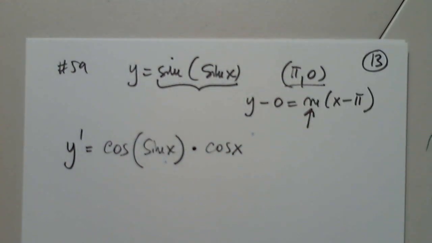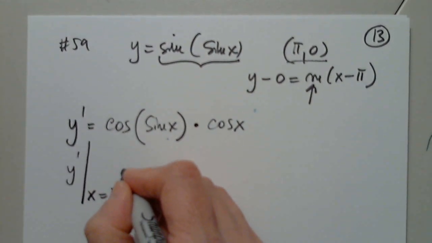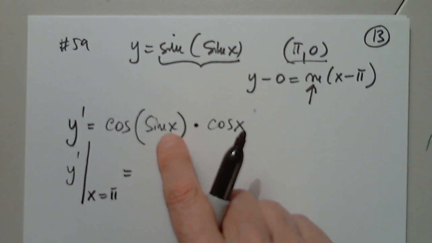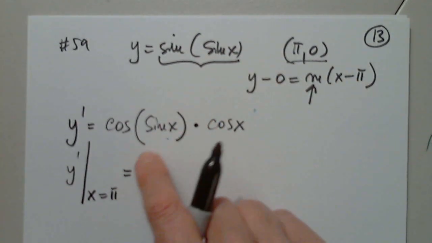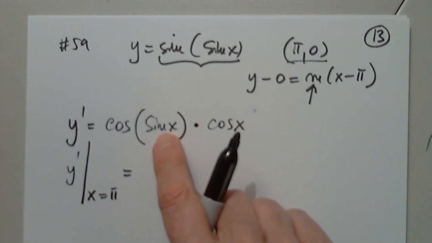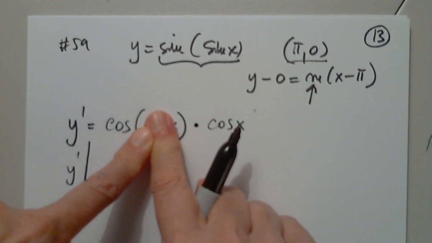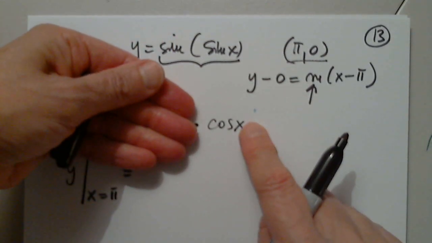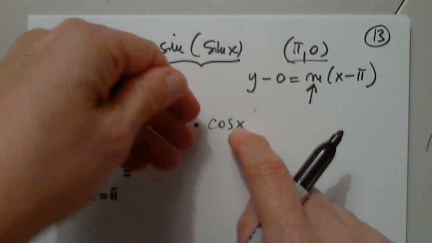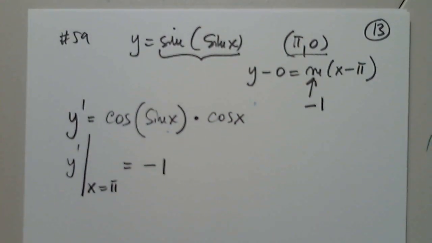Now I have to plug pi in it. Y prime when x is pi. So cosine of sine pi. Sine pi is 0, excellent. Cosine 0 is 1, excellent. Cosine pi is negative 1. So this is negative 1. Awesome.